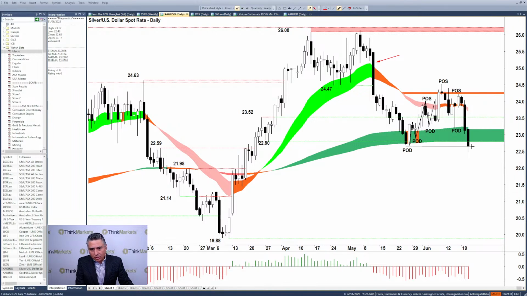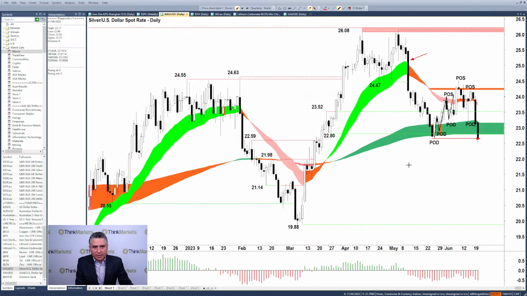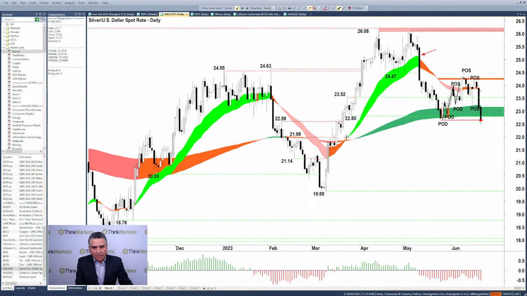And even worse, I think we've actually closed beneath that point of demand there, that major point of demand. So I would say the outlook for silver looks quite bearish to me. And until I can see, again, a reversal, a couple of nice white candles coming in to help us out, I would say the bias to silver is set to the downside.